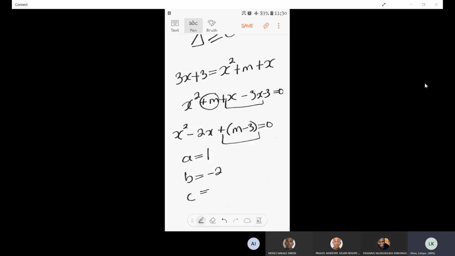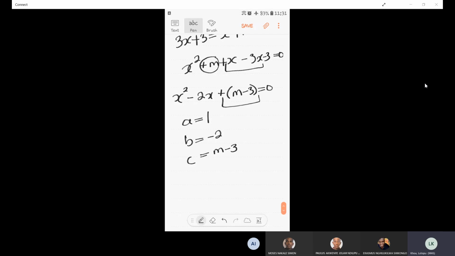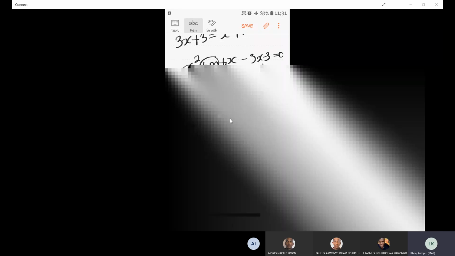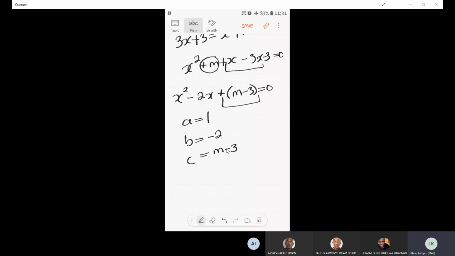You see, this is equal to m minus 3. All right, so is that fine? How we identify your A, B, and C? From the equation here, the last equation you wrote? Yeah. Okay, so here your A is just the coefficient of x squared, which is 1. And then B is always the coefficient of x. Then you can see these two terms together do not have an x. So together they must make C.